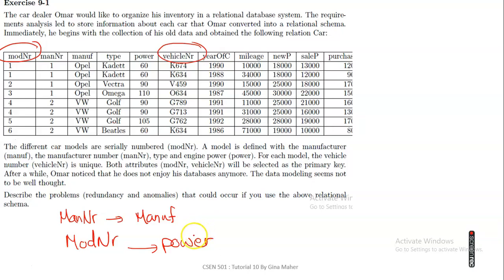Why? Let's start with the insertion. What if we want to insert a new model, okay, for which no vehicles are produced? Since the primary key is the model number and the vehicle number together, there is no way to insert a record with a null value of any one of them. So in this case, if we have a new model, but we do not have a vehicle car yet, we cannot insert a record of the model number. So this is called the insertion anomaly.